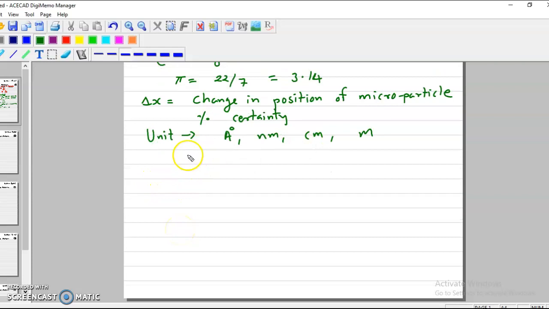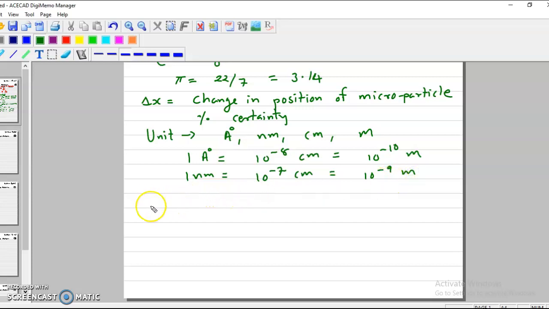That is, 1 angstrom is equal to 10 to the power minus 8 centimeter equals 10 to the power minus 10 meter, or 1 nanometer is equal to 10 to the power minus 7 centimeter equals 10 to the power minus 9 meter. Okay, so you should know this.